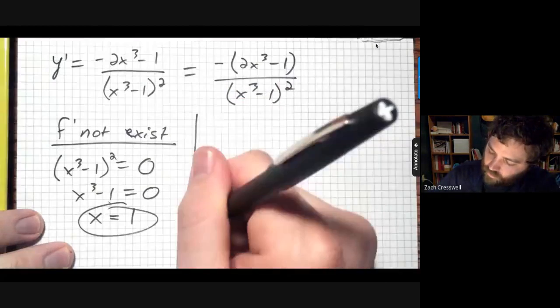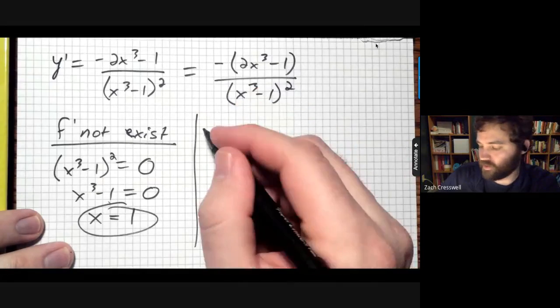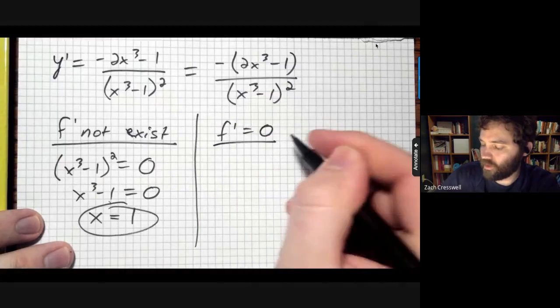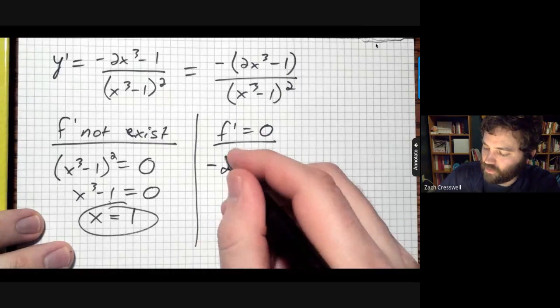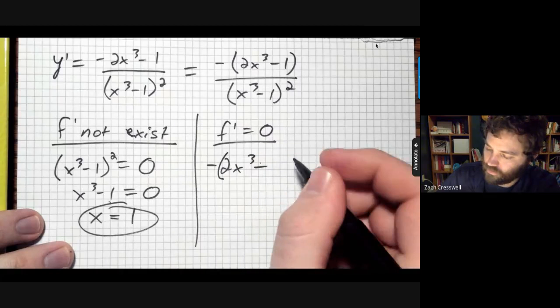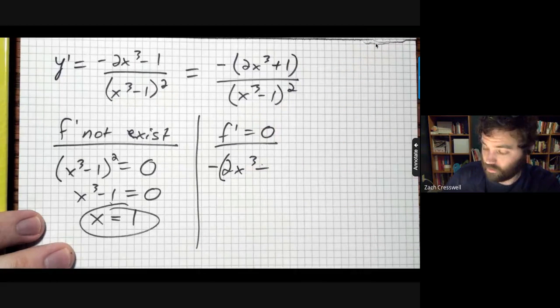All right, then we want to know, when is the entire derivative equal to 0? So when does f prime equal 0? Well, that's going to happen whenever the numerator is equal to 0. So whenever negative 2x cubed, oh, hold on, this should be plus. I factor the negative out.